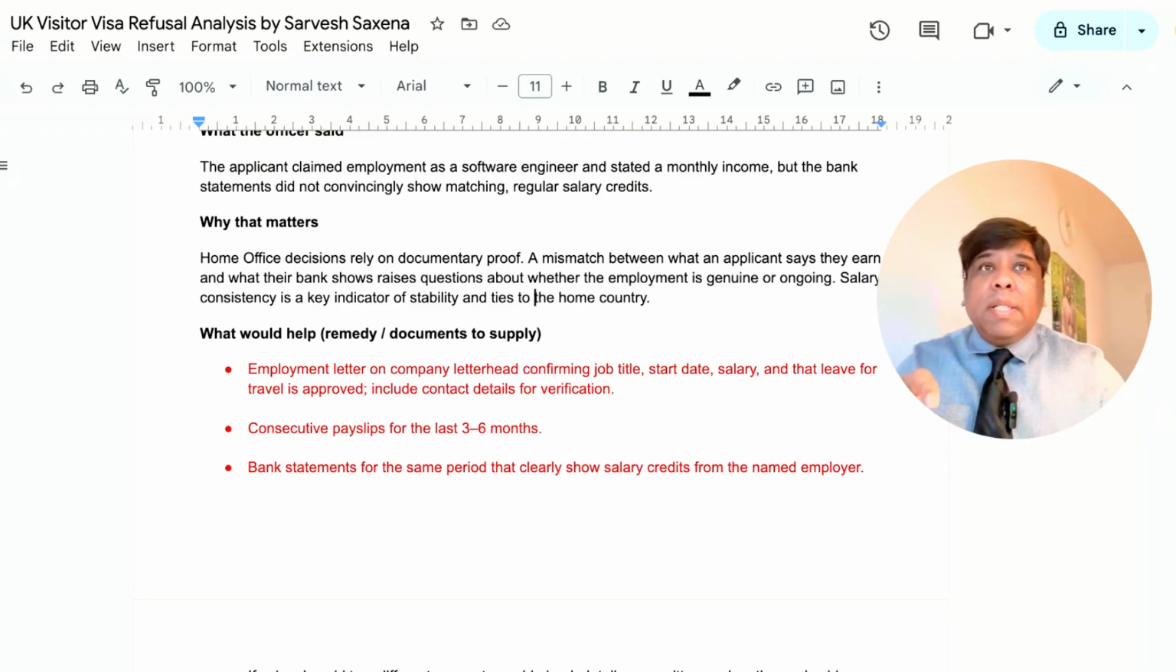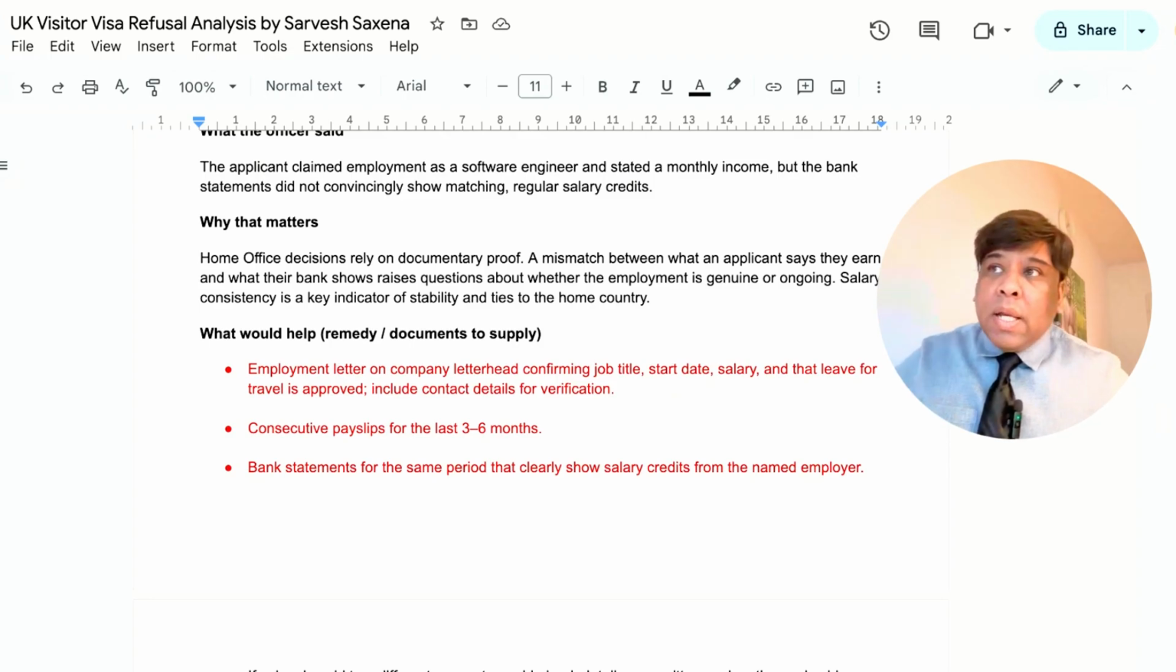It is possible that you have multiple bank accounts where a salary comes and then there is another one in which you have expenses also. So if you only provided the bank statement where the salary is not crediting, they have every right to refuse because you're not showing the incomes and outgoings altogether.